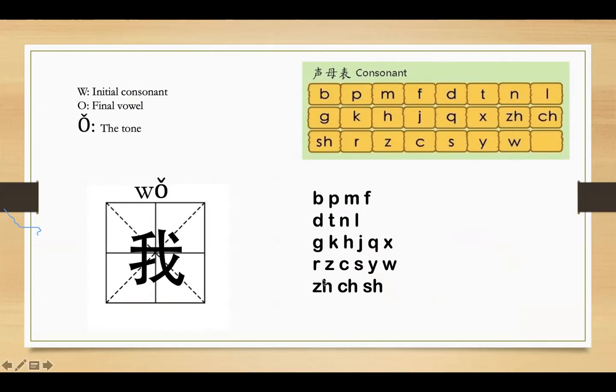So this R is pronounced as r, and z, like zoo, similar, zoo. And c, s, simple, s. For Y, simple, e, like yelled, e. And for W, just like this character, 我, it is pronounced as u.